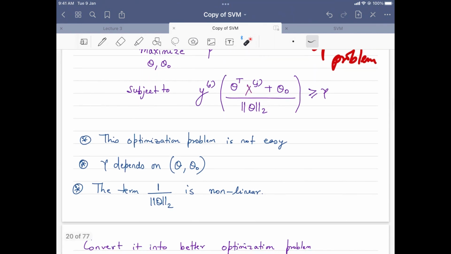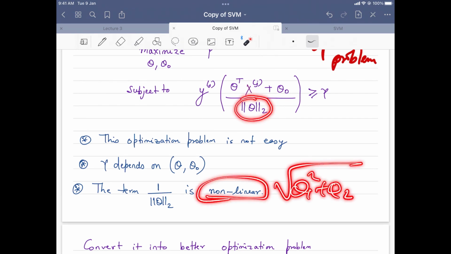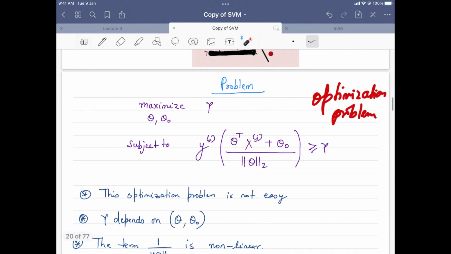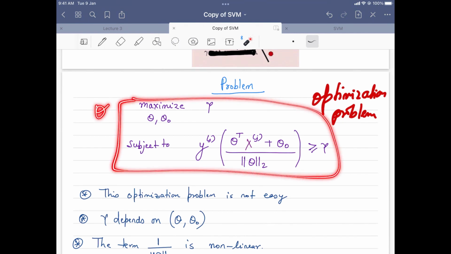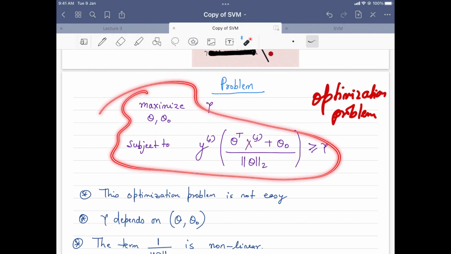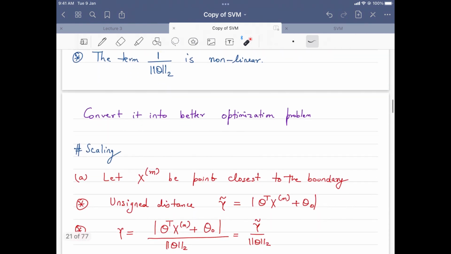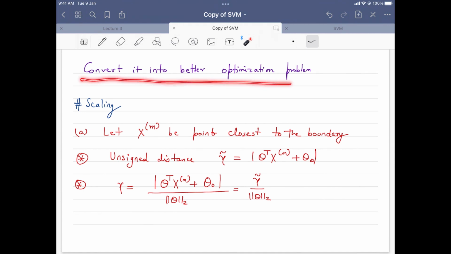And the third problem is that this particular L2 norm is non-linear, because it is the square root of theta 1 square plus theta 2 square plus theta 3 square. So it's a non-linear function, and we want to avoid this also. So there are three different problems. We will go through multiple steps to approximate and avoid these problems and come up with a better optimization problem. Though this is a good optimization problem, you cannot solve it because of these problems. Once we remove them, you will get to the optimization problem which is available in the books.